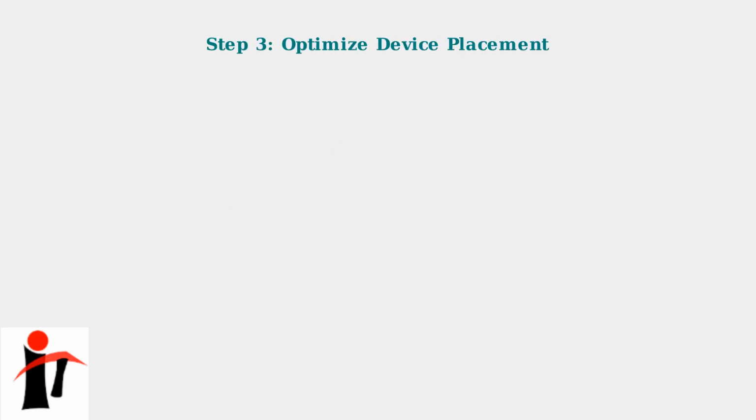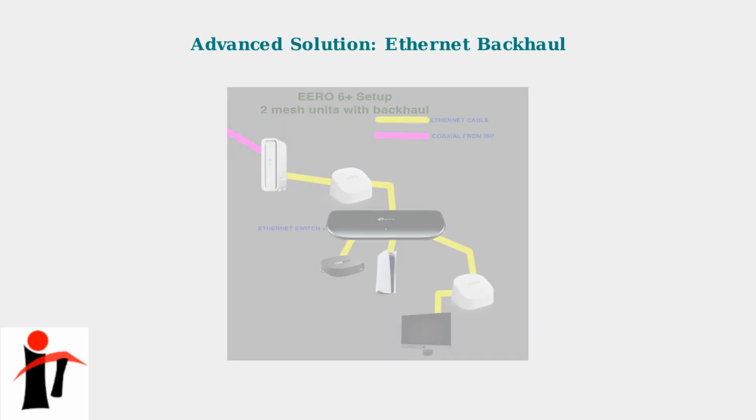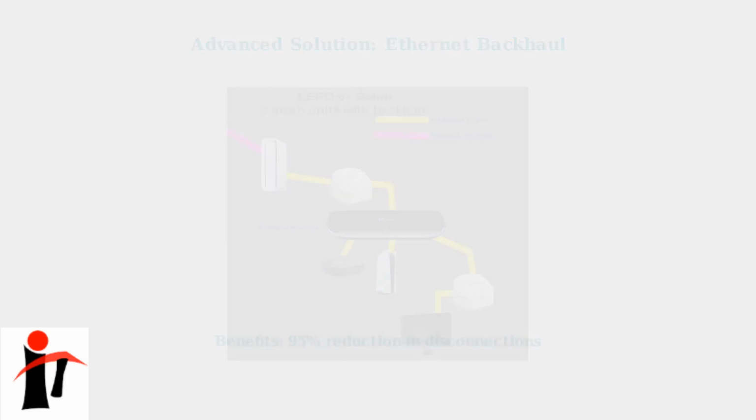Proper placement is crucial for Eero stability. Devices should be at least 6 feet away from other electronics, placed in an elevated position with good ventilation to prevent overheating. For maximum stability, implement an Ethernet backhaul connection. This wired connection between Eero devices eliminates wireless interference and provides a dedicated high-speed link for mesh communication.